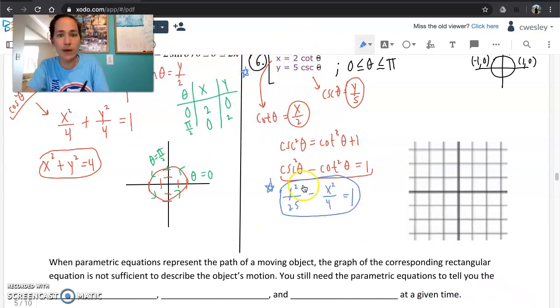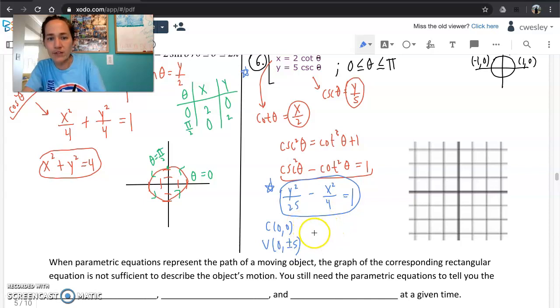Let me move myself out of the way. So you've got a center at the origin, 0, 0. You have 2 vertices up and down 5, so vertices at 0 plus or minus 5. And I wonder which one we care about. Let's also get the asymptotes while we're at it.